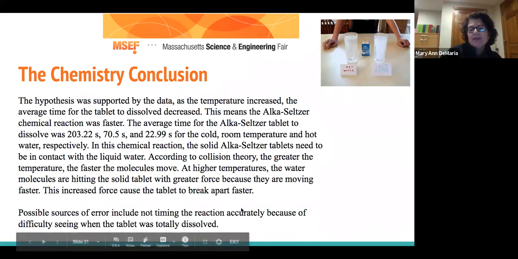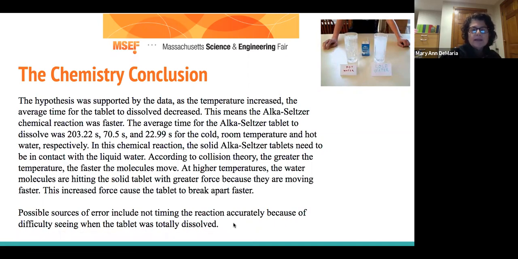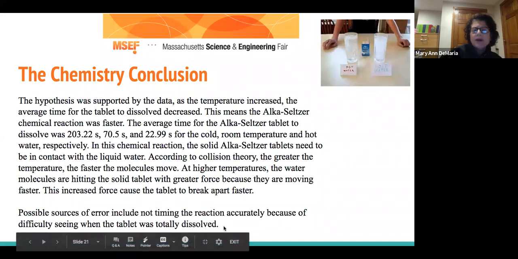And then, see how the second paragraphs have gotten really minimal. Possible sources of error include not timing the reaction accurately because of difficulty seeing when the tablet was totally dissolved. My students like to make stuff up. Sometimes there's very few errors. Errors are always in measurement, not measuring something accurately or precisely, but they like to say, not putting in the exact same amount of water. But the second paragraph should be a little more detailed. There should also be maybe where else can we go from here? So I just wanted to point that out.